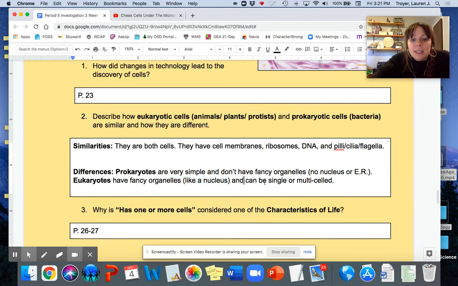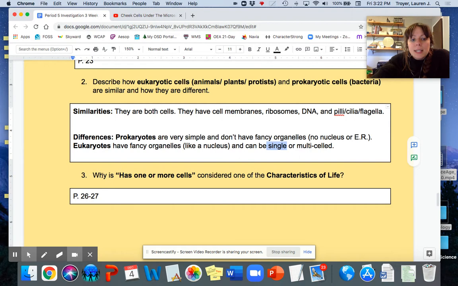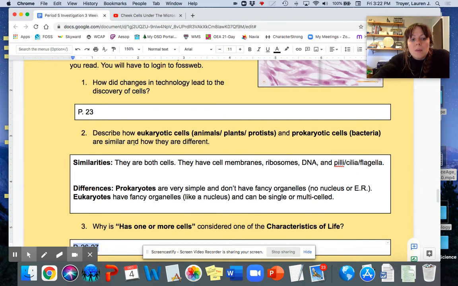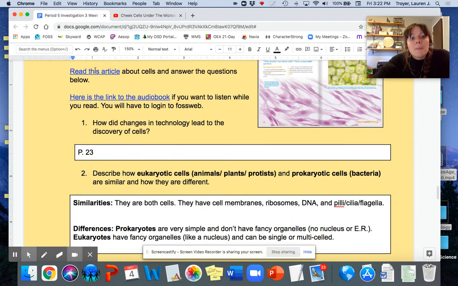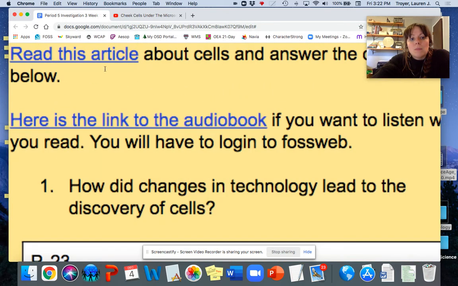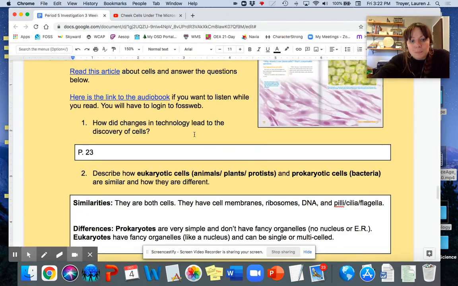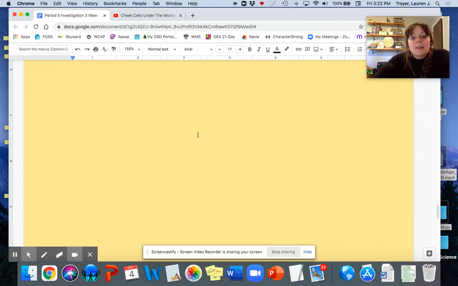And eukaryotes can be single or multi-celled. Like you have many cells. But a protist is also a eukaryote because it has fancy cell structures. You're going to see that in the article. And then you need to answer this one on your own using the pages 26 to 27 in the article. So the article's right here. That's what you're going to do. Okay? Read that. All right.